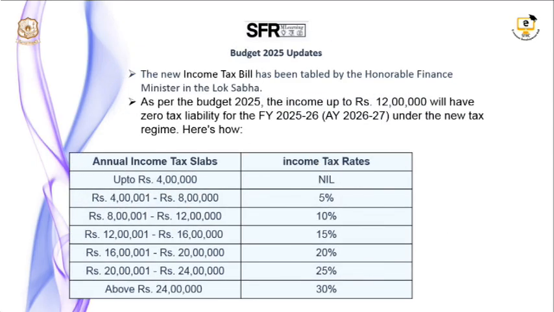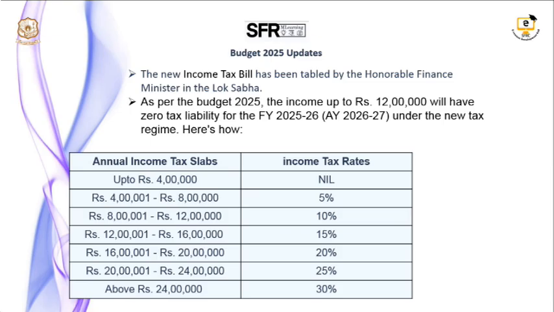What does the current budget say? Budget 2025 updates: the new income tax bill has been tabled by the Honorable Finance Minister in the Lok Sabha. As per Budget 2025, income up to 12 lakhs will have zero tax liability for the financial year 25-26, that is assessment year 26-27, under the new tax regime.